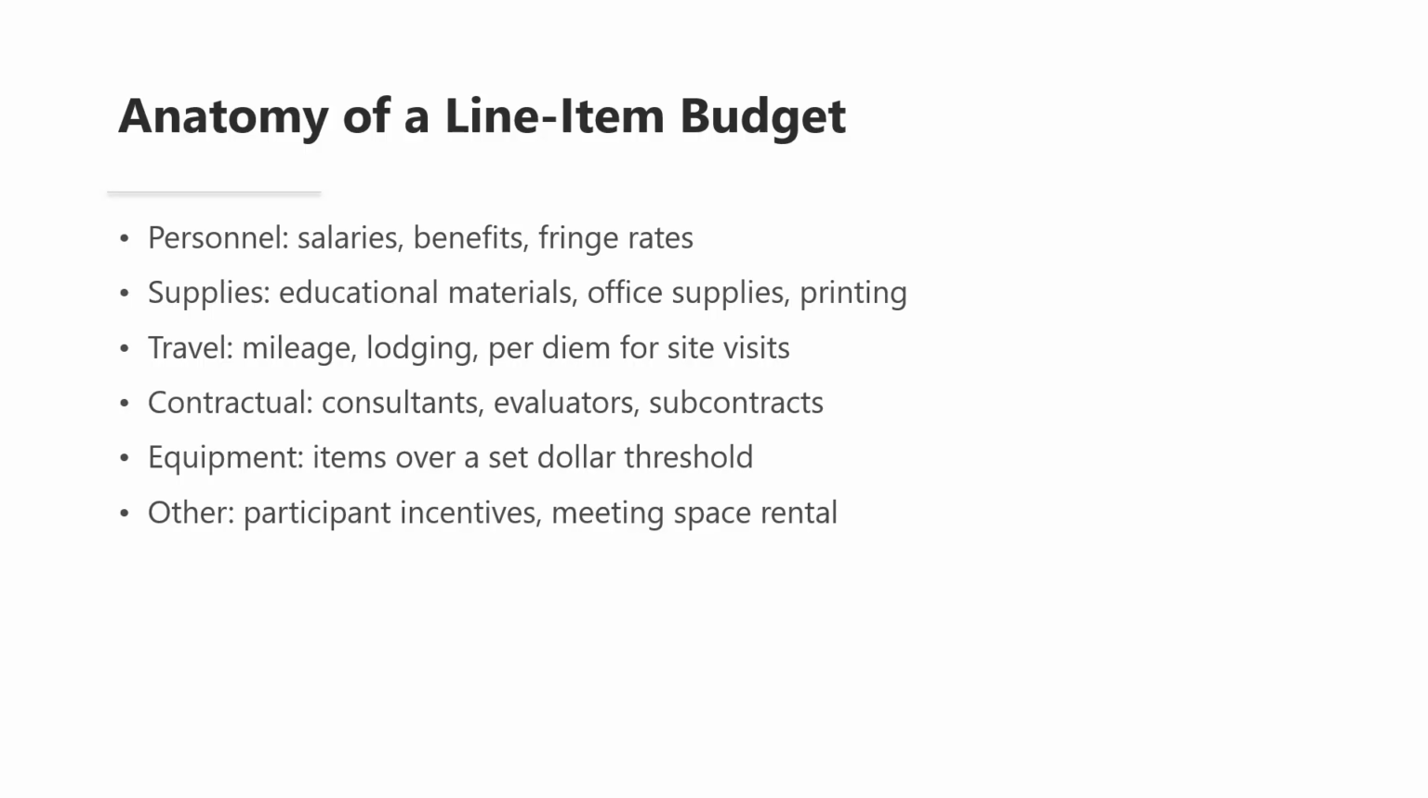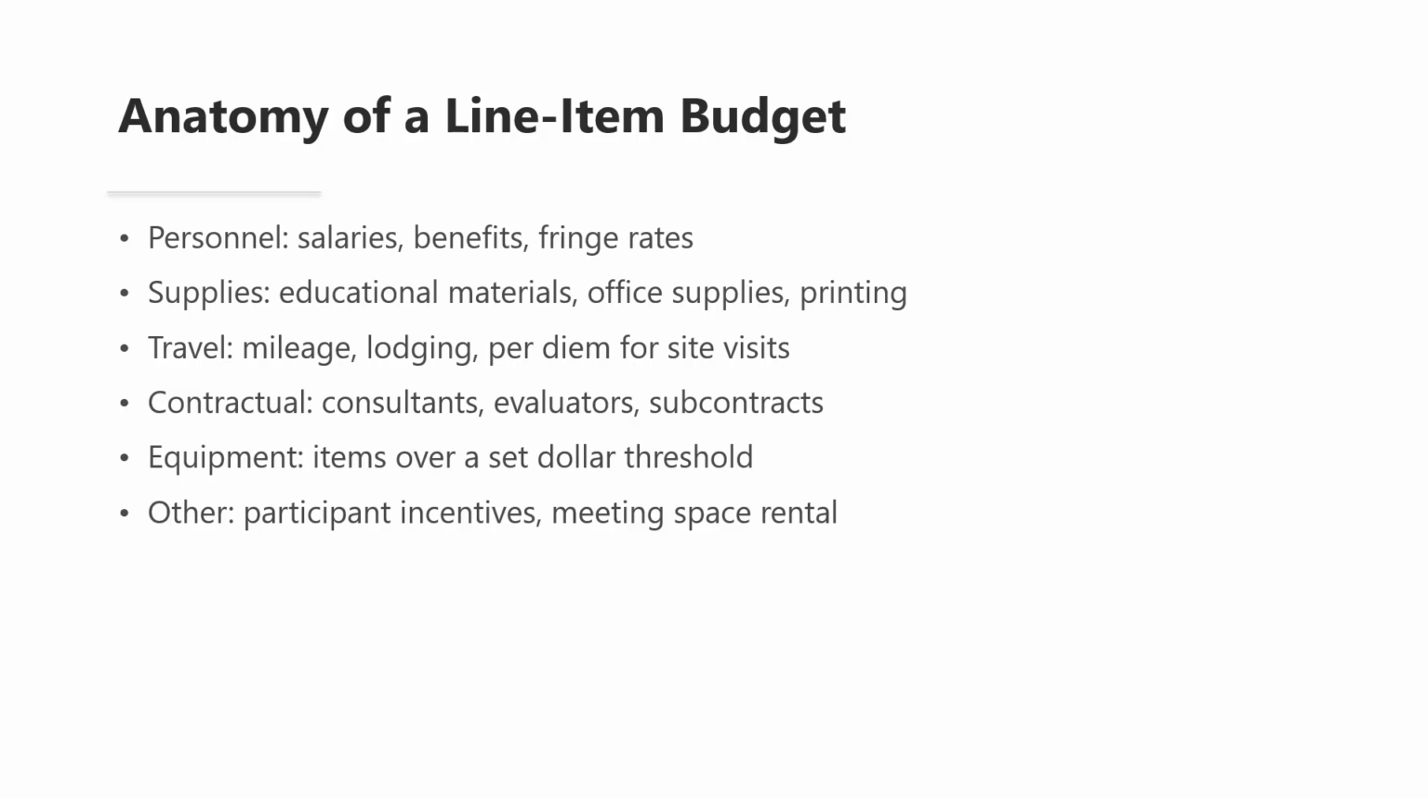Supplies include consumable items like educational brochures, printing, and office materials. Travel covers mileage reimbursement, lodging, and per diem for site visits and outreach. Contractual costs are payments to external evaluators, consultants, or subcontracted partners. Equipment includes durable items above a set dollar threshold, commonly $1,000 to $5,000 depending on the funder.